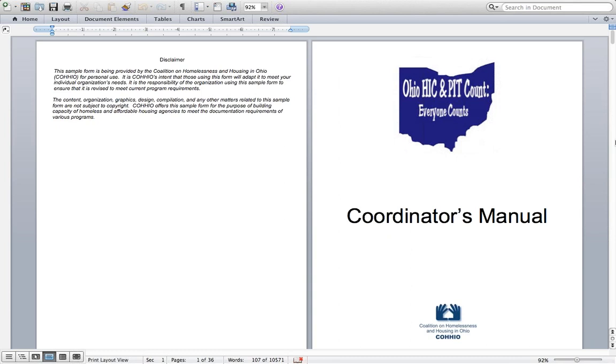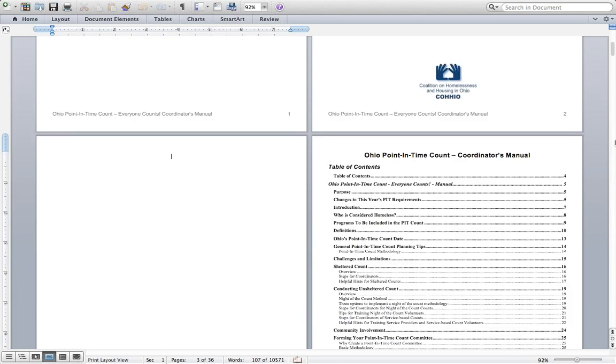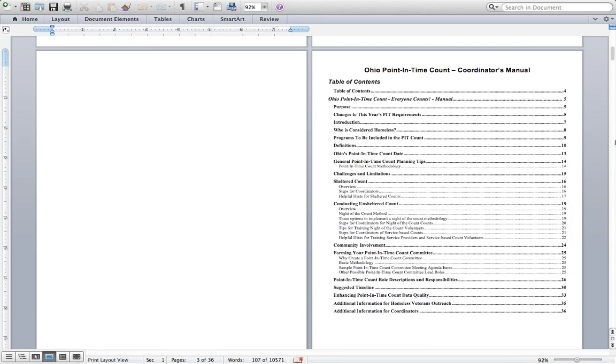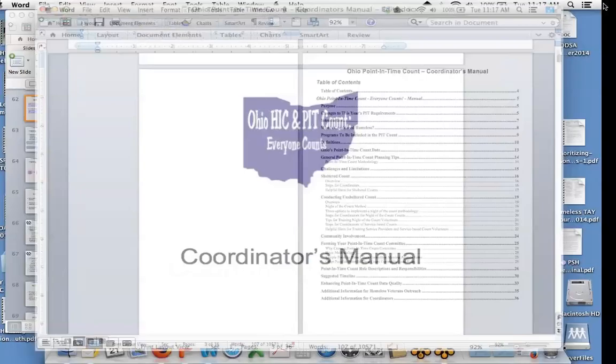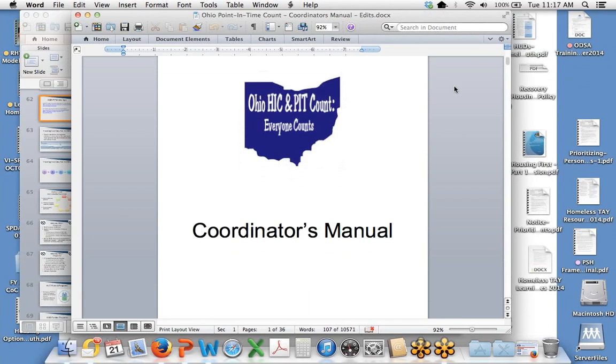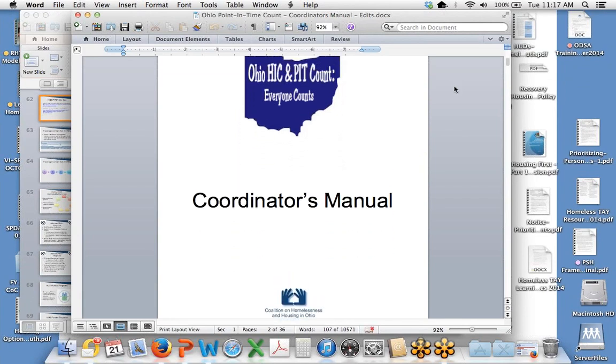Well, even down to what kind of things they should bring with them themselves on the night of the count. Yes, make sure that you've got pens with you. Make sure that you're dressing in layers. Wear boots. Bring a clipboard. Have a flashlight with you. Just any of those kind of things that we think would be real helpful in planning for your count. We've tried to make this as inclusive a document as we could.